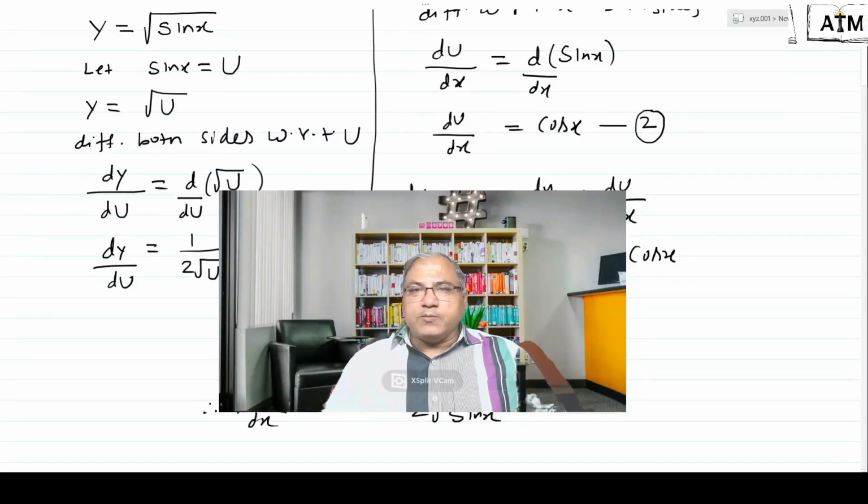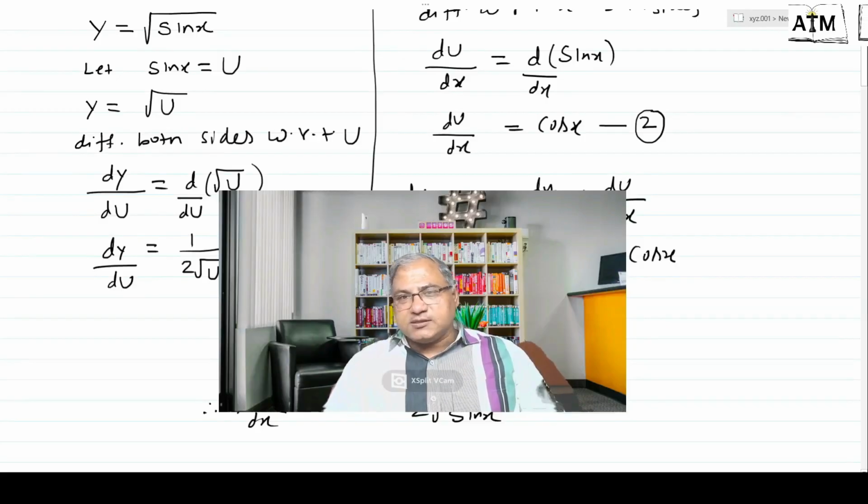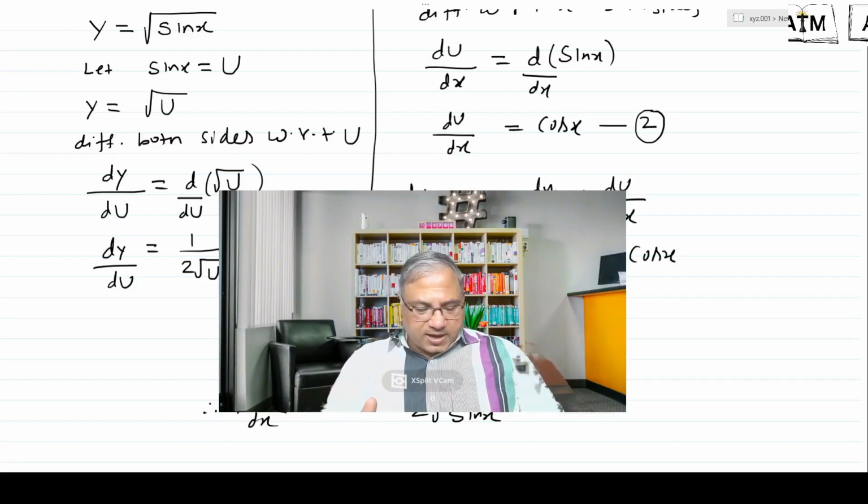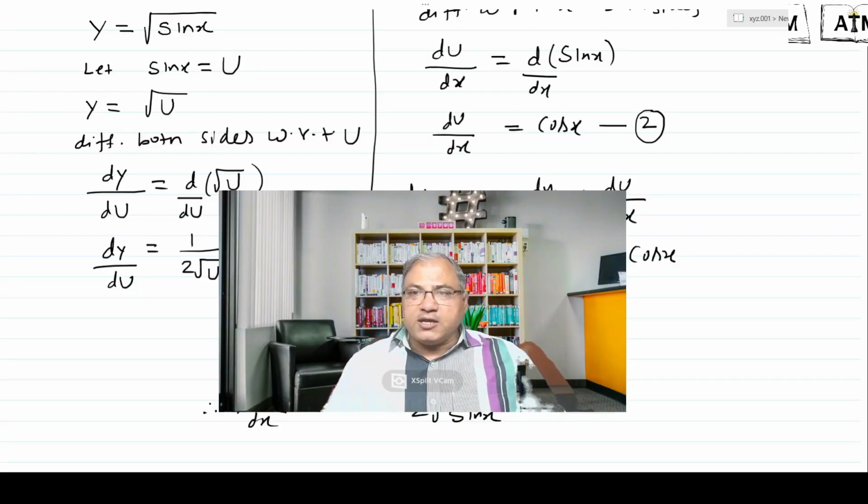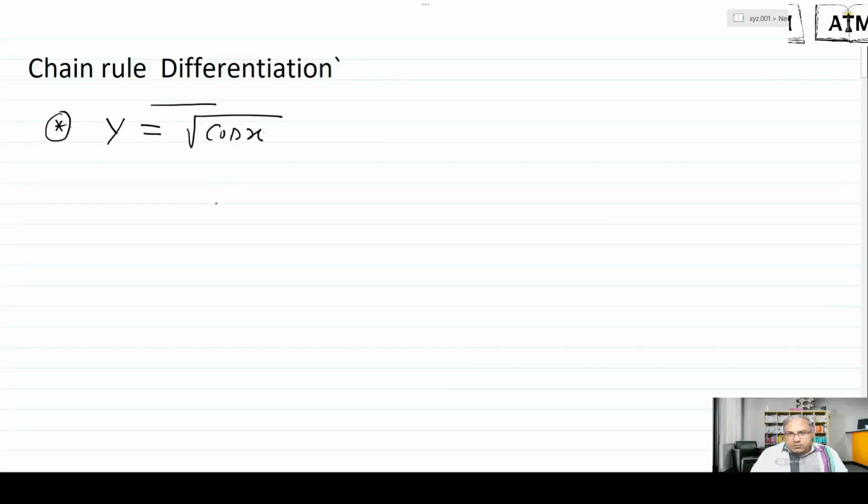You see, in place of sin x, there can be cos x, tan x, cot x, or any other trigonometric function. Then we do the derivative in a similar way. Let us have a look. Let us take one example and understand how to handle other trigonometric functions. Let us have another example, y equals under root of cos x.